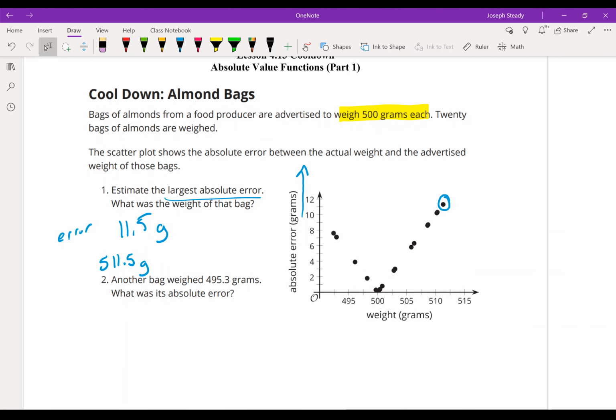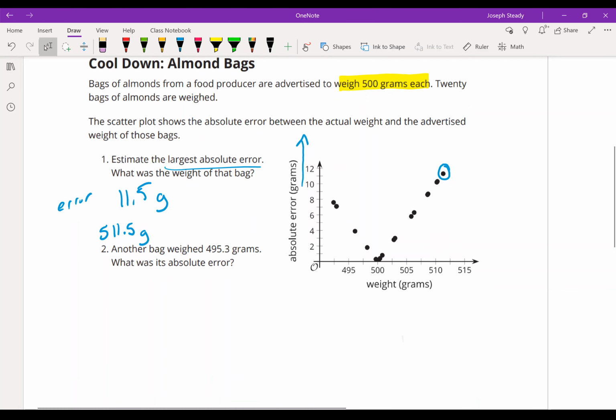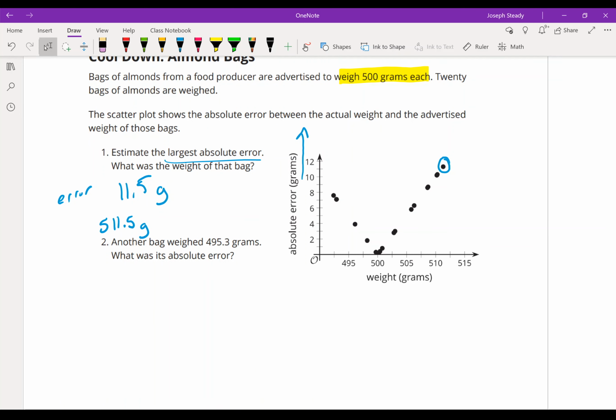The second part of this problem asks us to find the absolute error if we are told the weight of the bag. So let's see, in this case, the bag weighed 495.3 grams. That's kind of a weird number. If I want to find how far off that is from 500, the easiest thing I can think of is just subtracting it, because that tells me the difference.